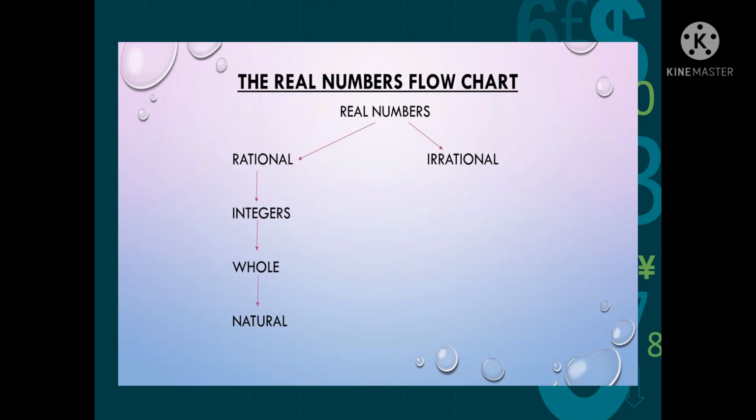Now let's look at this illustration. This is the real numbers flowchart. We can see here that real numbers are divided into two types, which are the rational numbers and the irrational numbers. Under the rational numbers, we have the integers, the whole numbers, and the natural numbers. Further in this discussion, we will define them one by one and see the difference between the rational and irrational numbers.